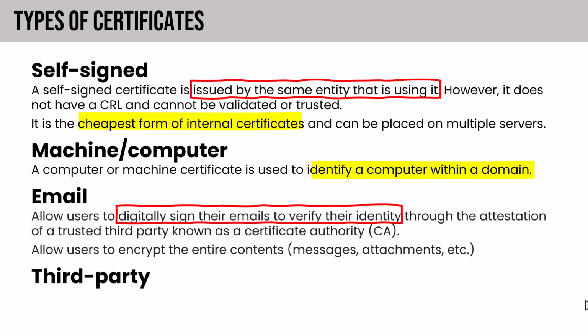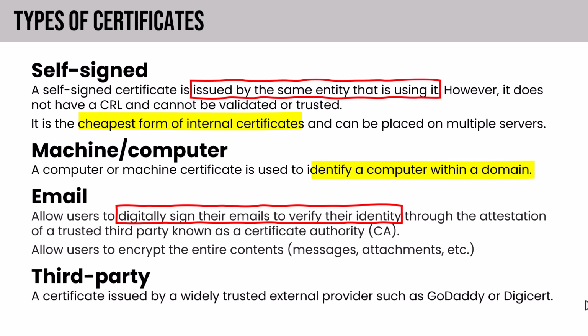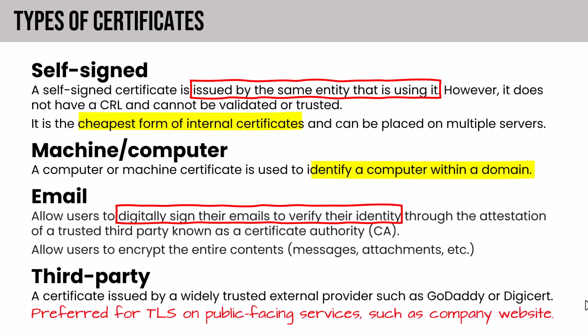And then we have a third-party certificate, a certificate issued by a widely trusted external provider such as GoDaddy or DigiCert. This is strongly preferred for TLS on public-facing services like a company website, because as you saw in the demo, the root of trust for that widely trusted third party is already present on most devices, already trusted by virtually all organizations out there.